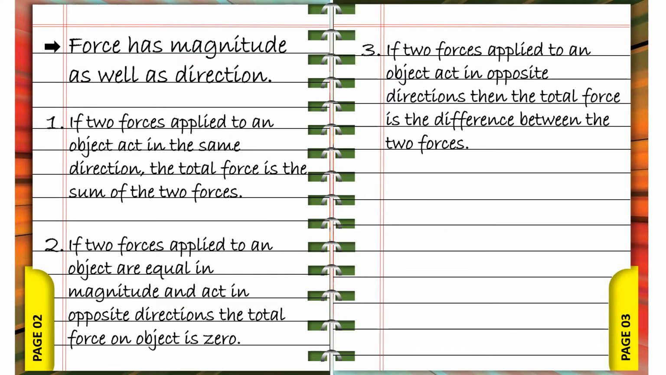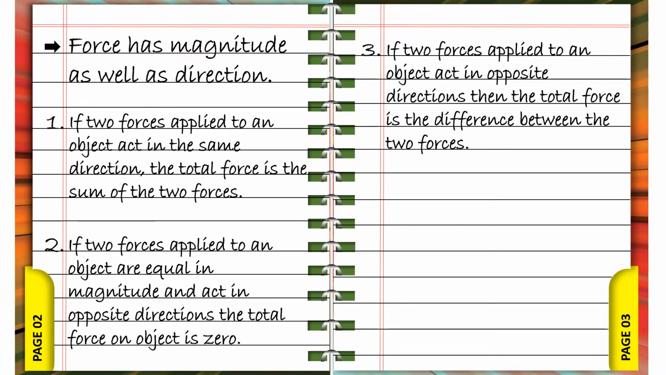Now, force has magnitude as well as direction. If two forces applied to an object act in the same direction, the total force is the sum of the two forces. If two forces applied to an object are equal in magnitude and act in opposite directions, the total force on the object is zero because both forces will cancel each other.